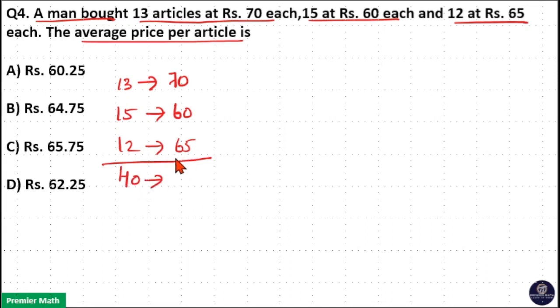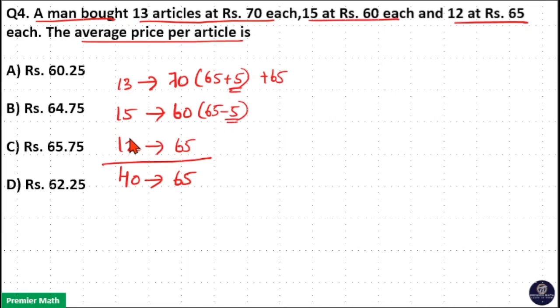Now if I take 65 as the common average, then 60 can be written as 65 minus 5 and 70 can be written as 65 plus 5. Now here 65 is the common average for all these three. Now I took 65 as the common average for these 40 articles. Now here extra is plus 5 and minus 5. So this plus 5 extra average is for these 13 articles. So plus 5 into 13 is plus 65 rupees.